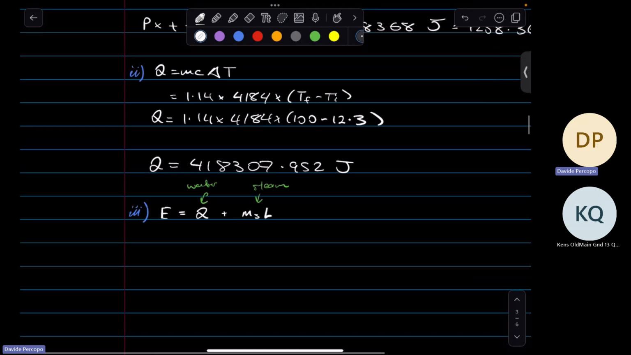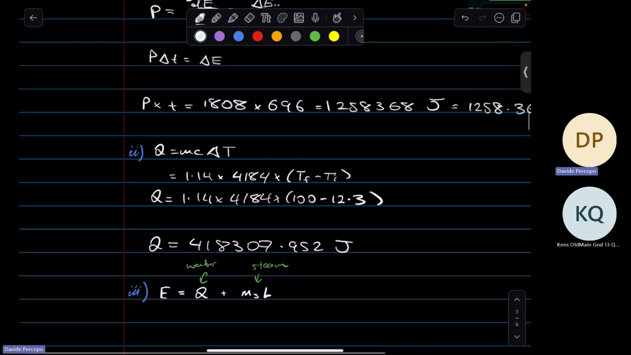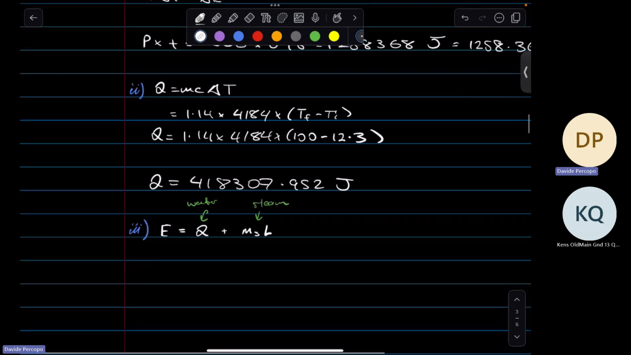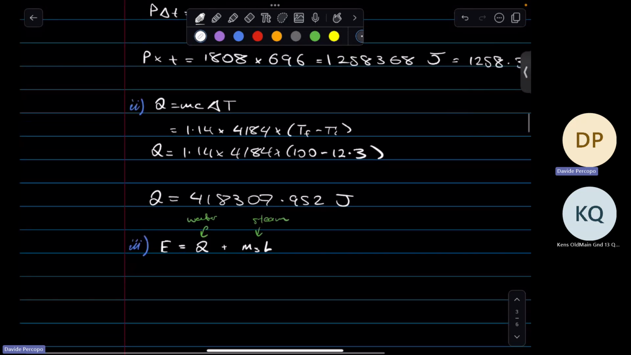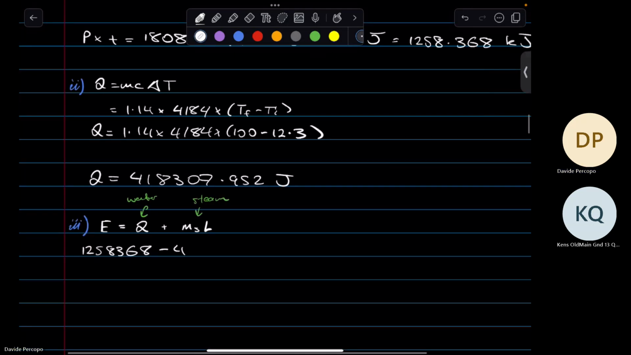Now we know from part 1 that the energy was this big number, 1,248,368 joules. So I'm just going to put that in, and then I'm just going to minus the Q straight away from the other side, which was 418,307.952, which is equal to MSL.